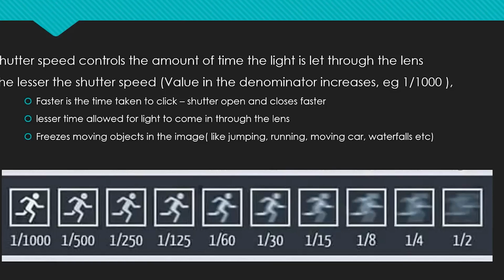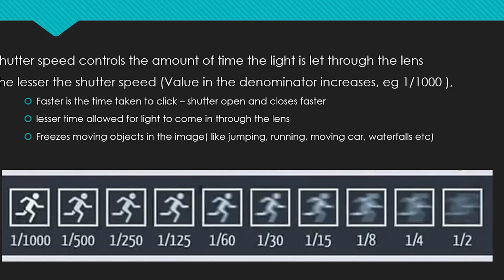So when do we need to not allow too much light to come in? When we want to freeze moving objects in the image, like jumping, running, a moving car, waterfalls, or a running train that you want to capture without it being blurry. That is when you use a fast shutter speed, somewhere around 1/1000, or lower if your camera allows. To capture and freeze that movement, you increase the shutter speed, which means less light is passing through.